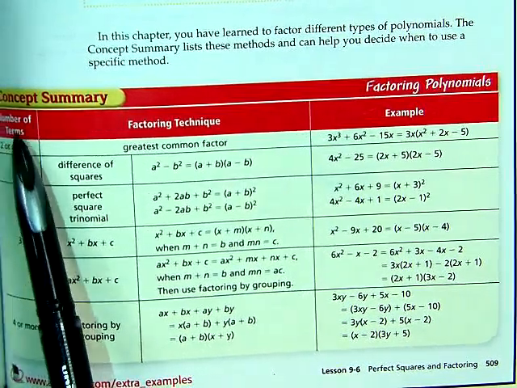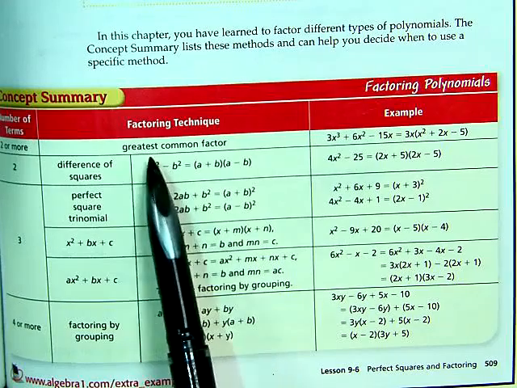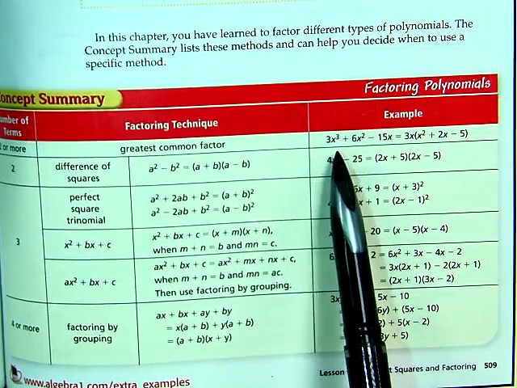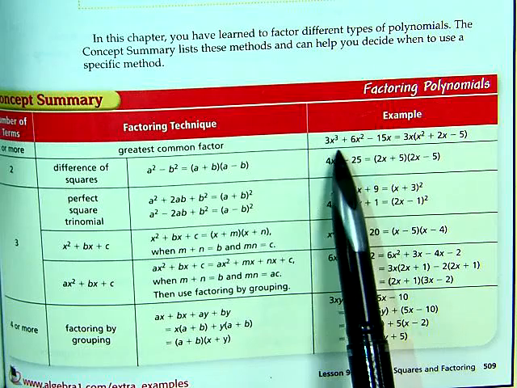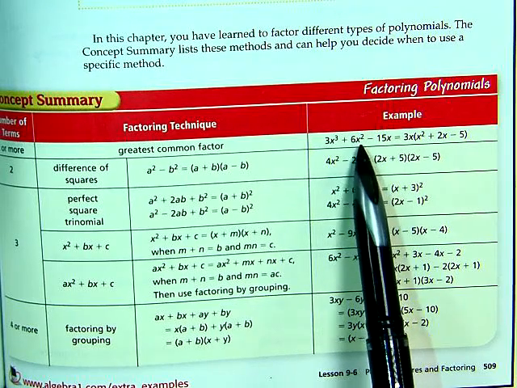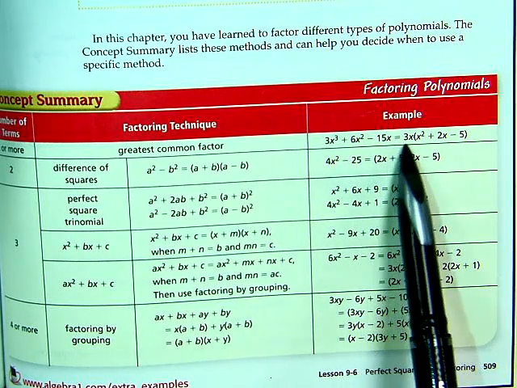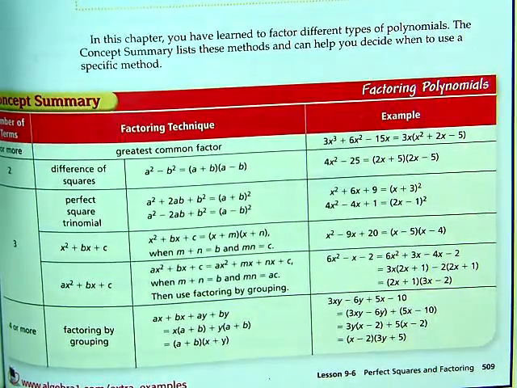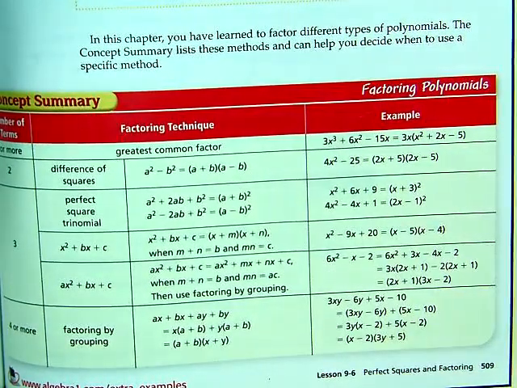So look at this, number of terms. If there's two or more terms, a lot of times the very first thing you should try is greatest common factor. And here's an example. In this little 3x cubed plus 6x squared minus 15x, they factor out a 3x out of the whole thing, and then they get something they can do some more work with or find out if it's prime.